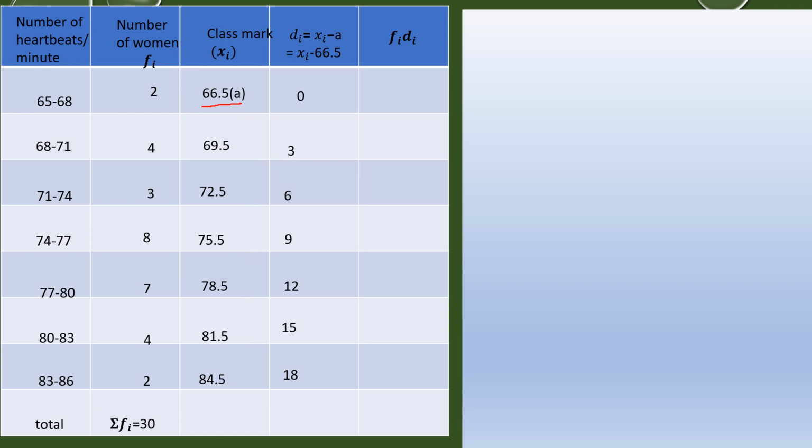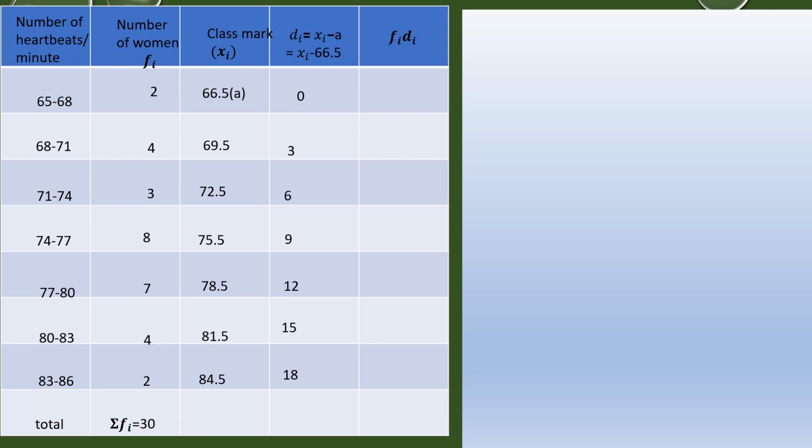So this will be easy, you will not get negative values if you take the first class mark itself as the assumed mean. You can take any class mark as the assumed mean, but if you take the first one, you will get 0 and only positive values. That's why I have taken this.